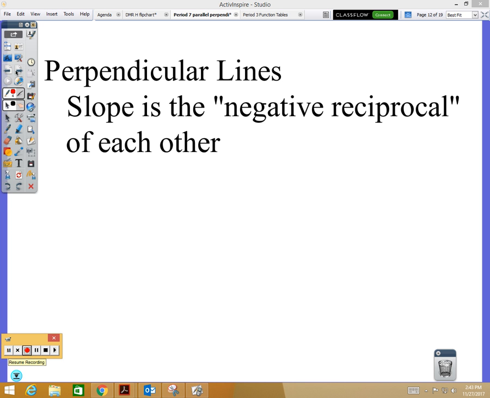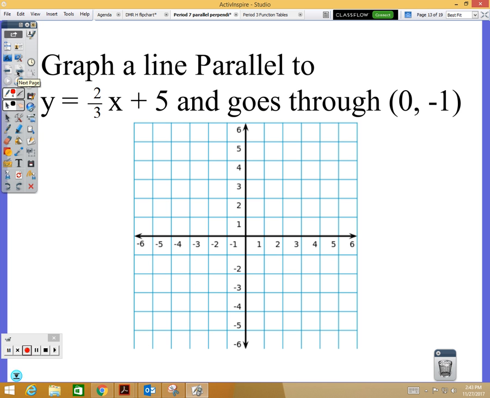All right, next. What I'd like for us to do is graph a line parallel to y equals 2/3 x plus 5, and it goes through (0, -1). So if you're ever asked to do this, you would first graph this point, plot this point.